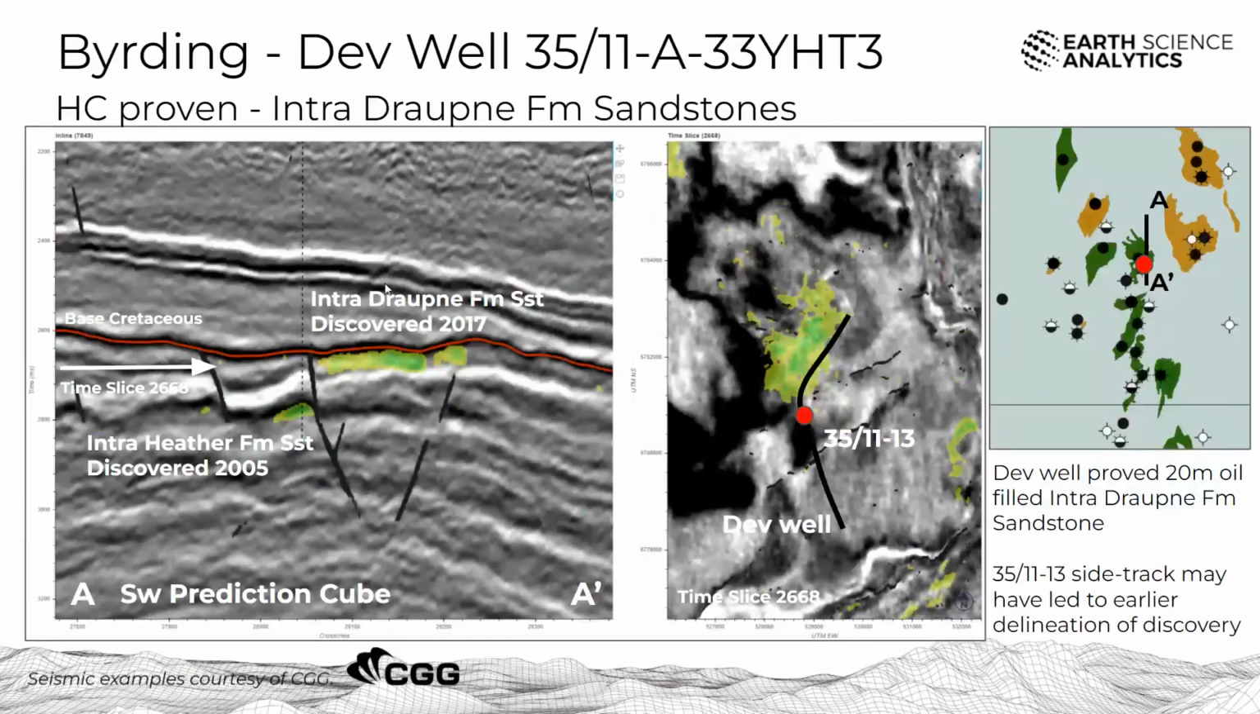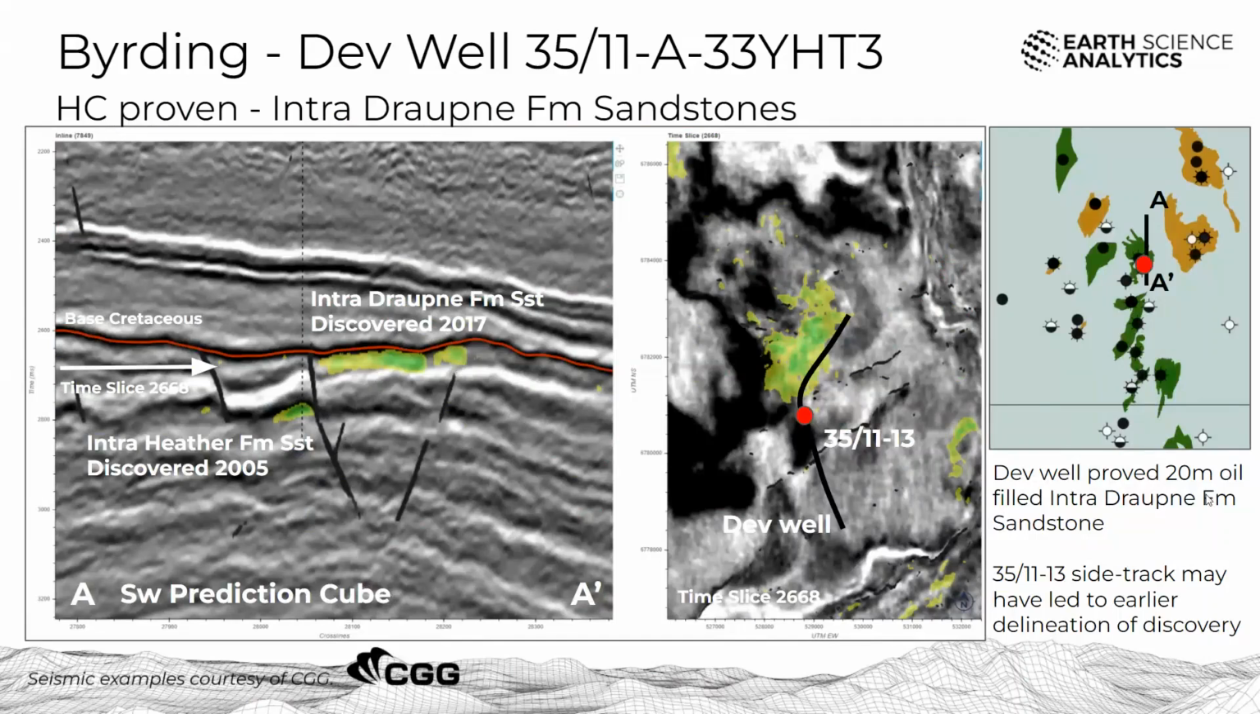So in 2017, the operator of this license drilled a production well through this intra-Draupne sand, and they proved 20 meters of oil-filled Draupne sand. So fundamentally, they found hydrocarbons in this anomaly.